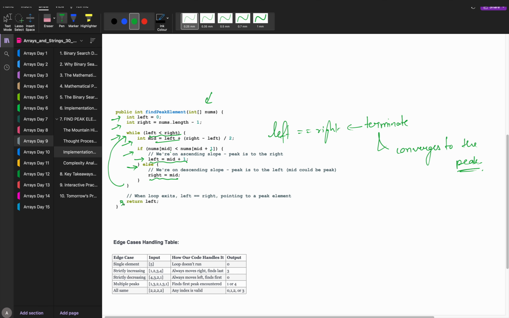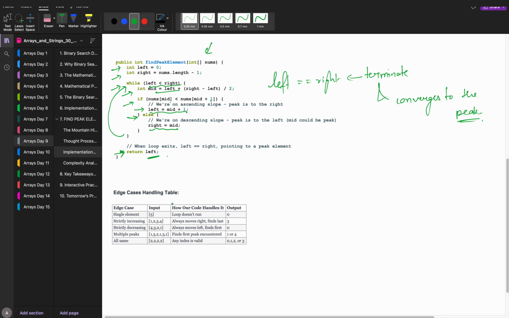So you can either return the left or right pointer. Both would work as a peak index. Okay, no issue upon it. Now, I have already shown you the edge cases. A single item can be treated as the peak because the left-hand side and right-hand side beyond the index would be negative infinity. So it will be marked as the peak only.